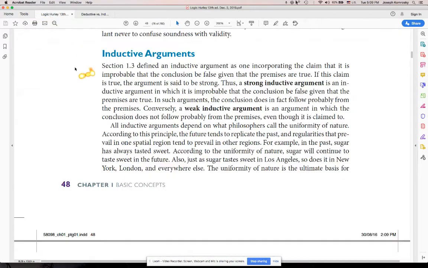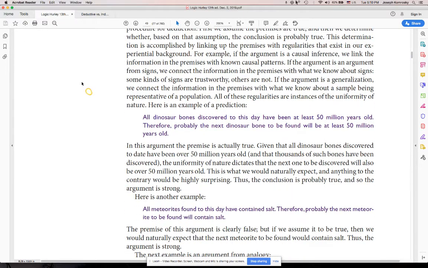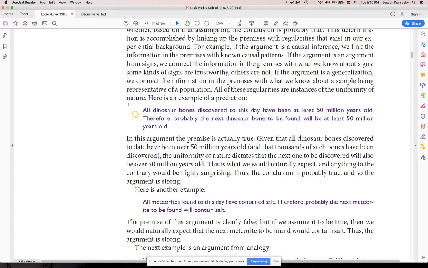And then we go back. So again, now we're in the inductive part. And this will go a little bit faster today because it's very similar to the last lecture you had on deductive arguments. So here's one. Here's an example Hurley gives us. All dinosaur bones discovered to this day have been at least 50 million years old. Therefore, probably the next dinosaur bone to be found will be at least 50 million years old. So if we grant the premise true, would the conclusion probably follow? Yeah. So it's not 100% certain, but yep, more likely, probably.